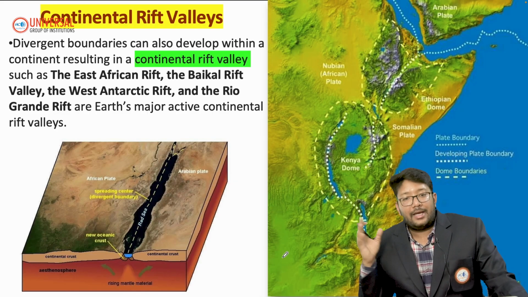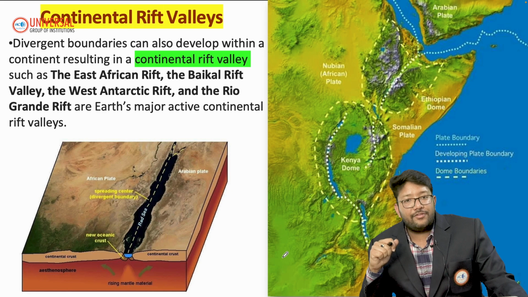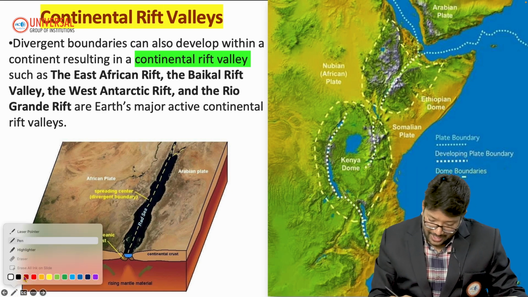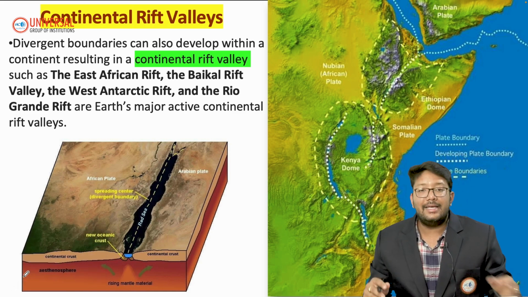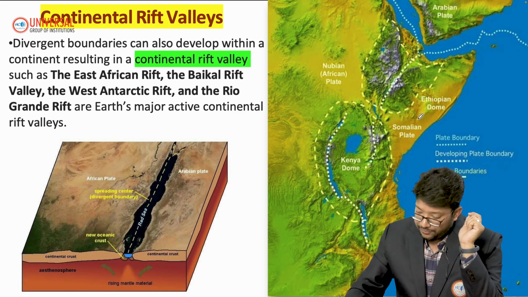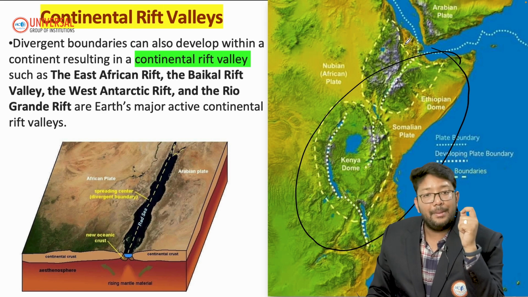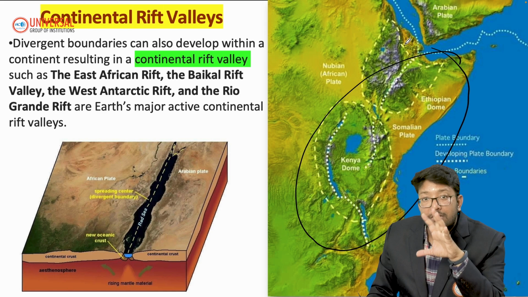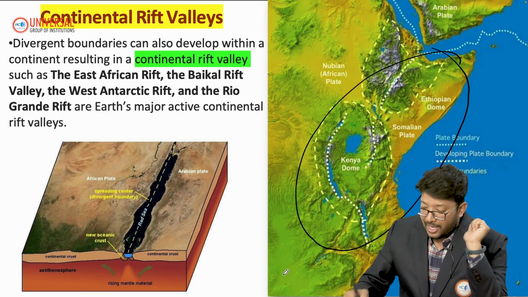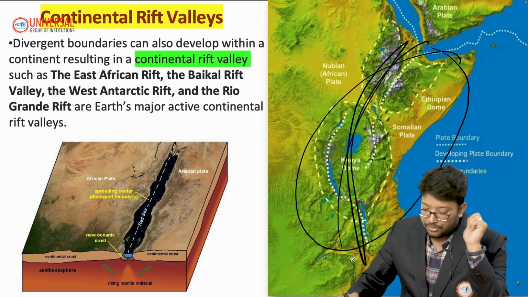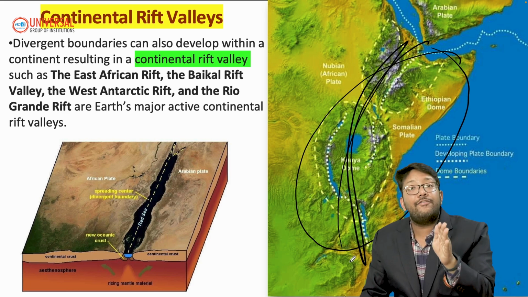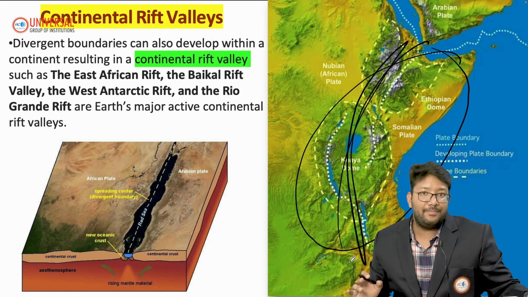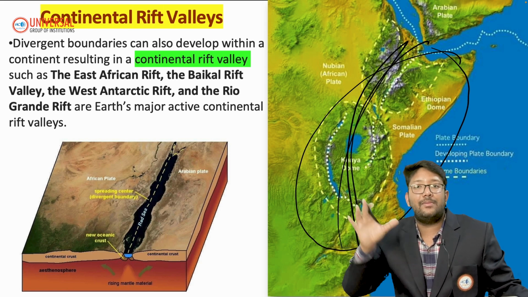Now, we have already talked about continental rift valleys. Divergent boundaries can also develop within the continents, resulting in continental rift valleys. The examples are the East African Rift, Baikal Rift, West Antarctic Rift, and the Rio Grande Rift. These are the Earth's major continental rift valleys. Because of the East African Rift Valley, the African continent is splitting, and that portion is moving towards India. In the future, that part will be attached to India.